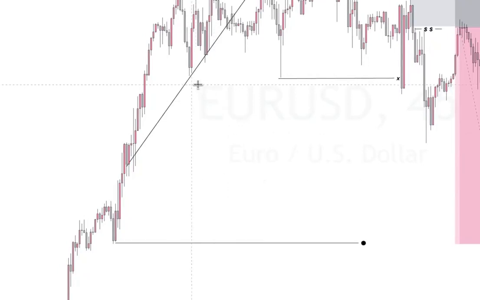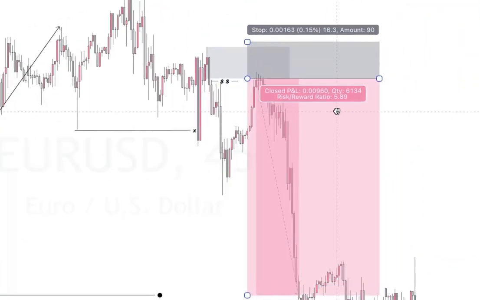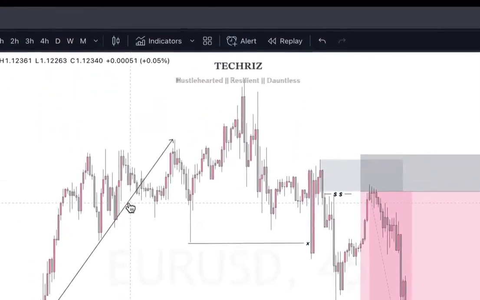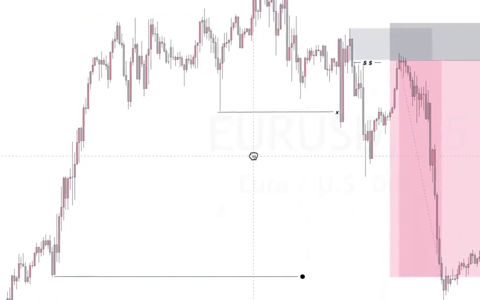So you can see how very clean this setup is. This is a 5 RR setup. A very easy 5 RR setup. 5.89 RR setup. Leverage this on your prop firms, your broker, or your MT4 and MT5. You should be in for stupid money.